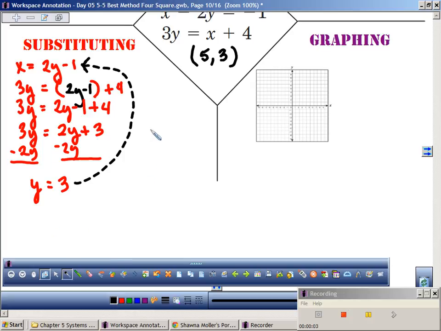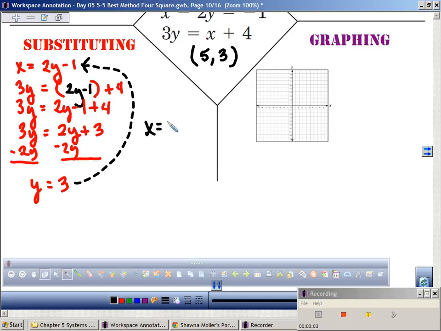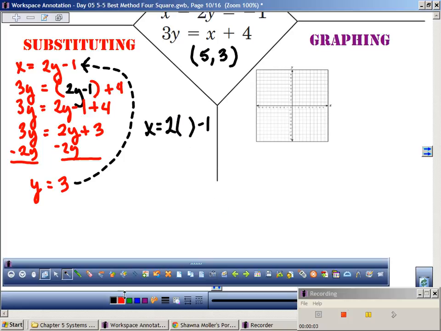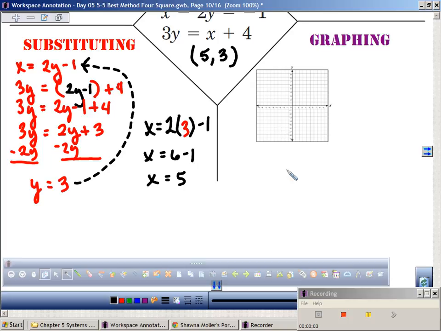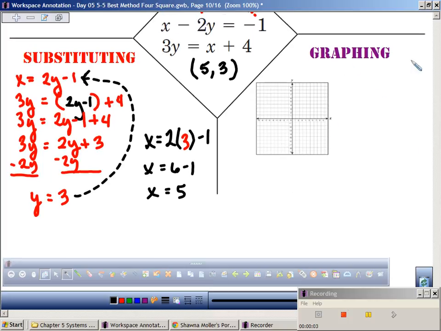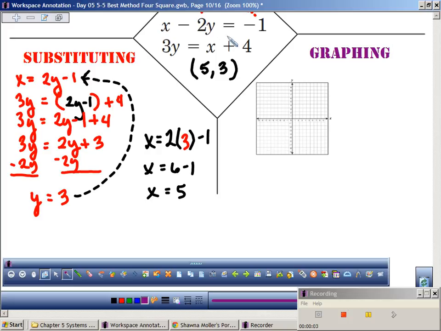So I have x equals 2y minus 1. Substitute y for 3, and I get x equals 6 minus 1, x equals 5. Since we're right here, you want to graph? Does that sound good? All right, how could we graph this? What do I need to do? What form does it need to be in?